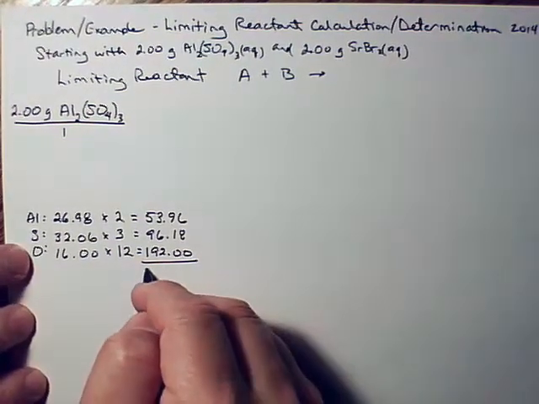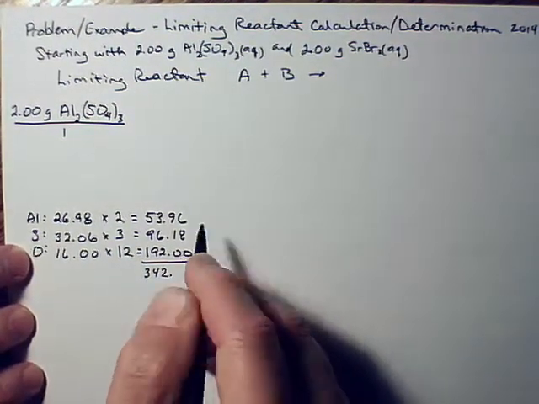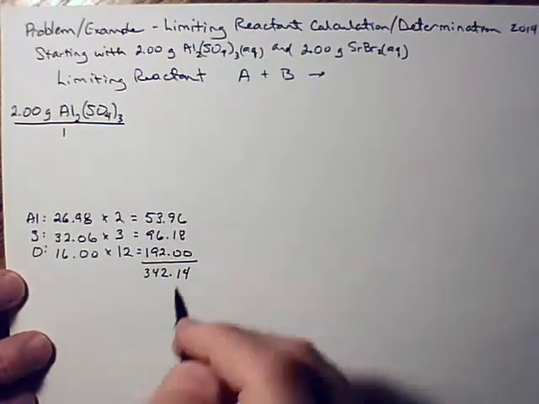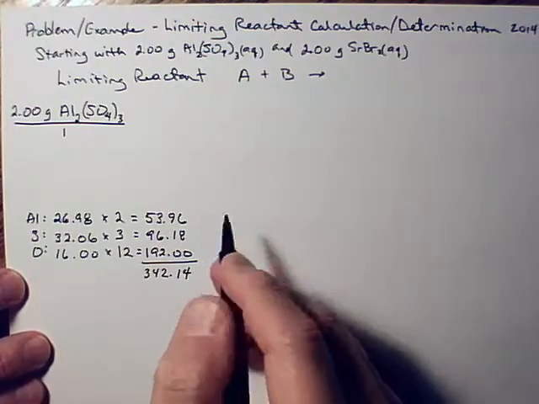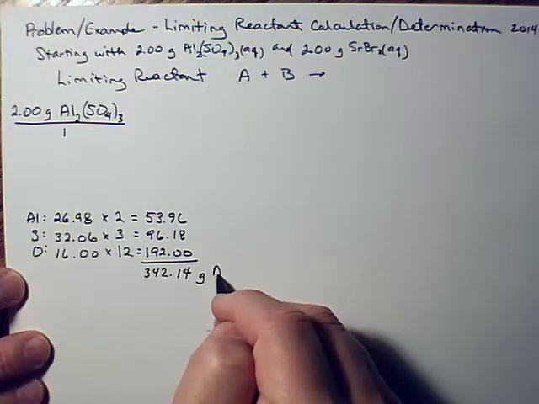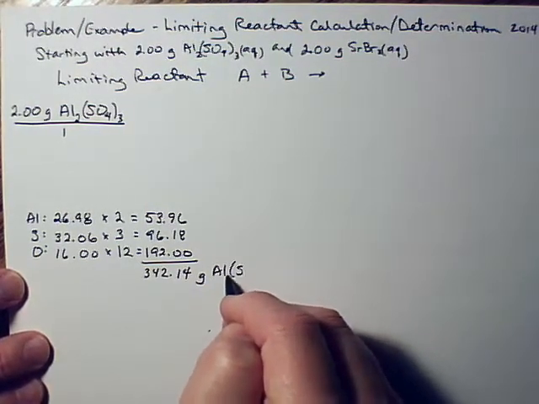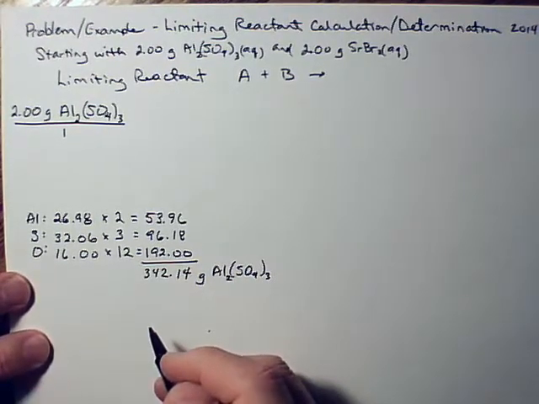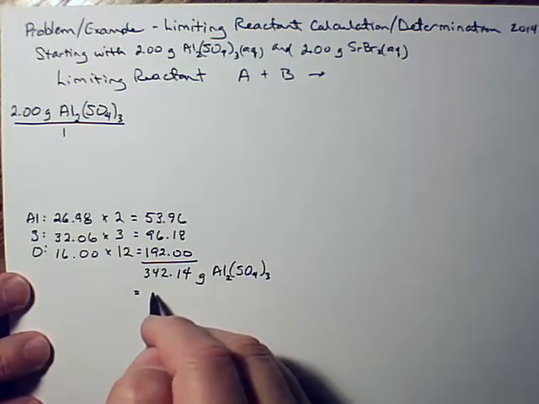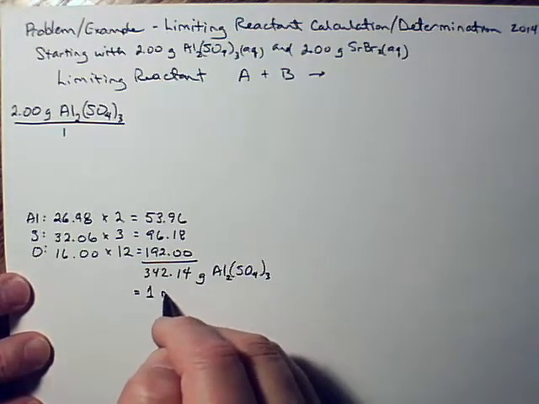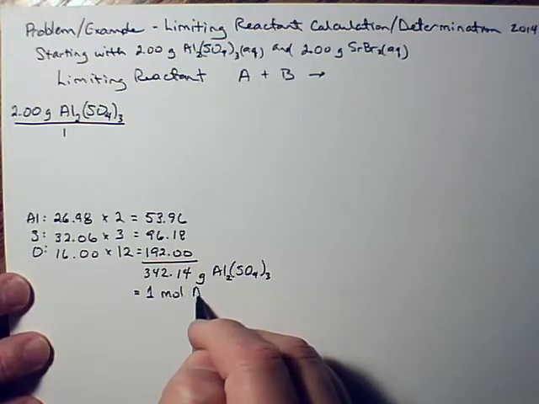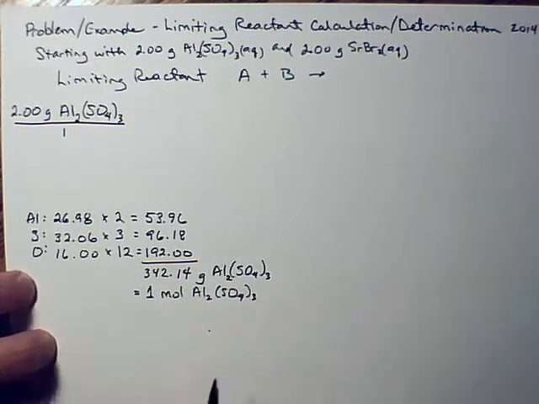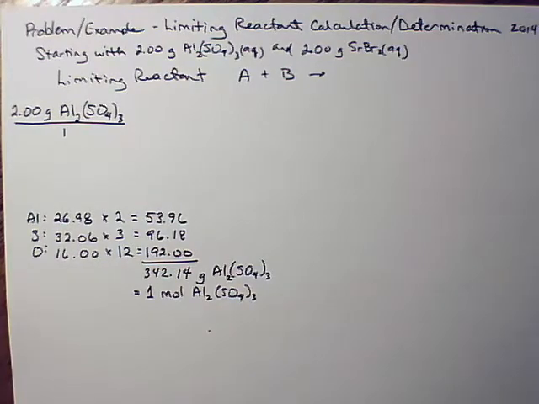Add them together, we get 342.14. Okay, and you have to know, your calculator won't tell you this, that this is grams of aluminum sulfate. And for this class, you have to always write that that's equal to 1 mole of aluminum sulfate.